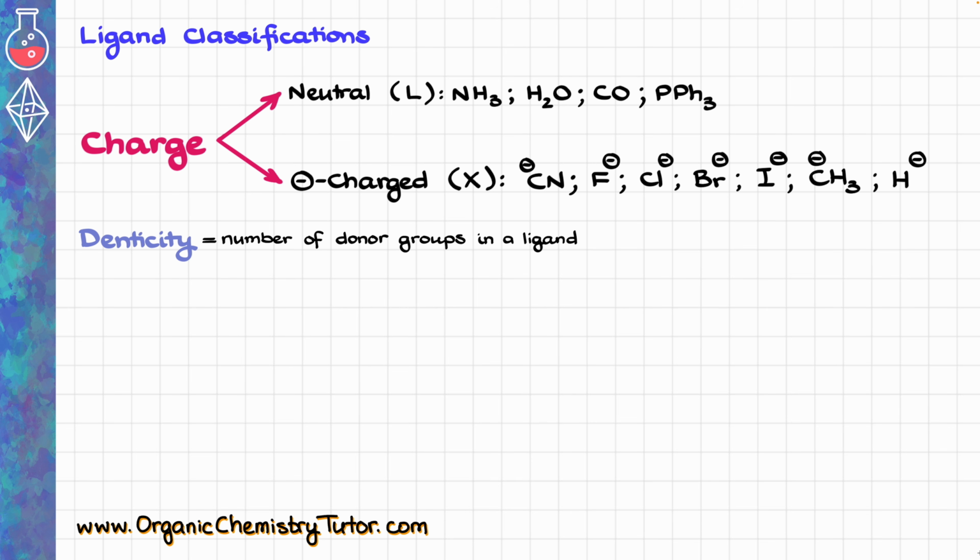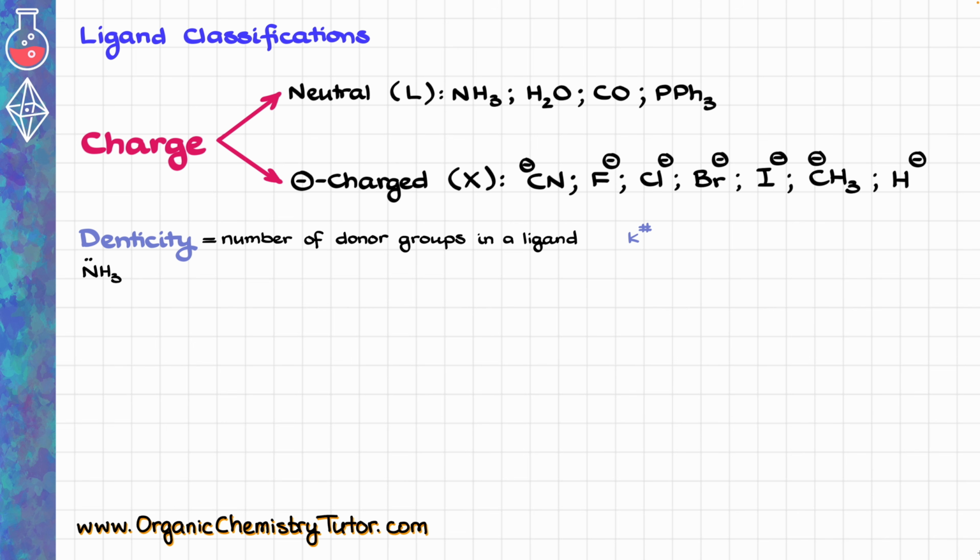Denticity is defined as the number of donor groups that you can have in your ligand that can participate in bonding. And since we're dealing with organic molecules, some of those can get quite large and have multiple places where the bonding can occur at the same time. Denticity is typically abbreviated with the Greek letter kappa with a superscript number depicting, well, denticity itself.